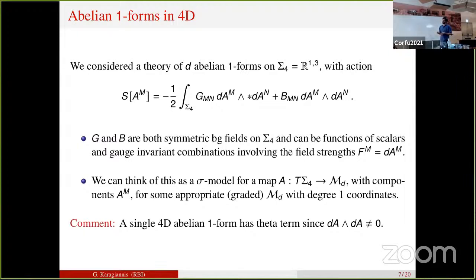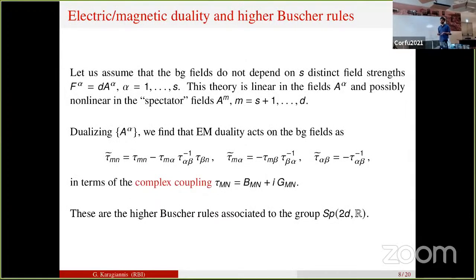So here, of course, the comment in analogy with the 2D scalar case is that a single 4-dimensional abelian one-form has a theta term, since dA squared does not vanish identically. And now, here we have electromagnetic duality. So we can assume that the background fields G and B do not depend explicitly on a number of distinct field strengths. Let's say that, again, this number is S. And in this case, the theory will be linear in the fields A alpha and possibly non-linear in the spectator fields. And in fact, the spectator fields could even be non-abelian for the purposes that I would like to discuss. It doesn't play any role.